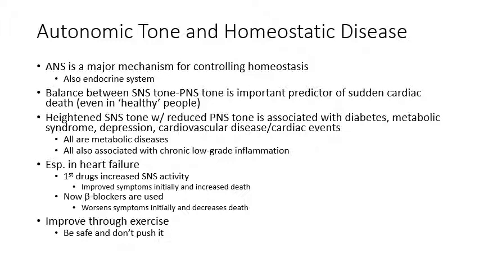So basically exercising, and especially cardio or aerobic exercise, is the most reliable way to improve the function of your autonomic nervous system and increase your parasympathetic tone to decrease your resting heart rate.